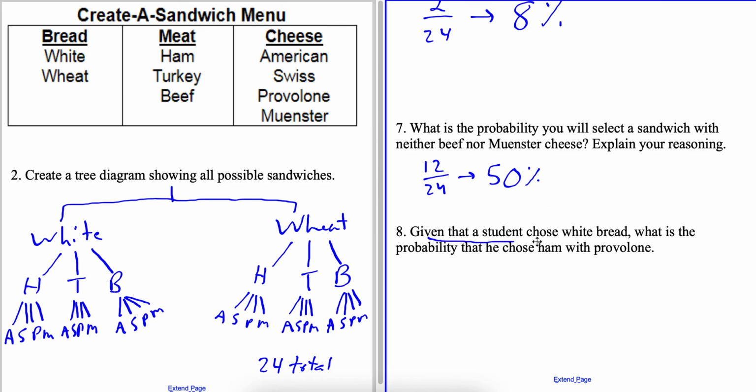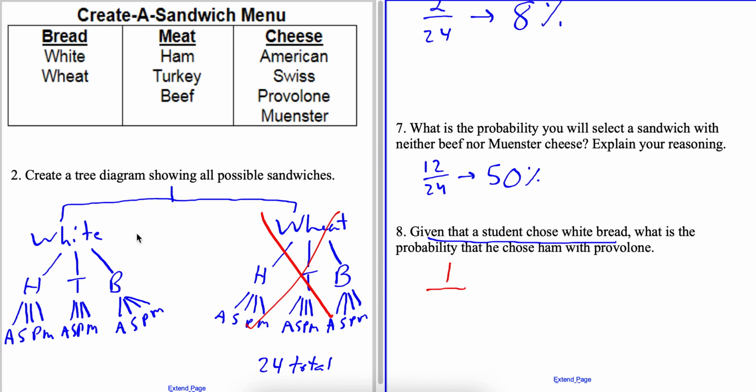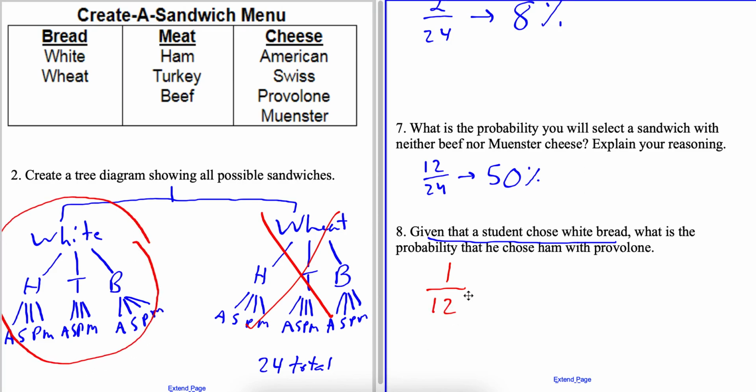Given that a student chooses white bread, we are focusing solely on white bread. Goodbye wheat. White bread, what's the probability that they choose ham with provolone? Ham with provolone would just be one sandwich. 1 out of the total white bread sandwiches, which would be 12. So we get 1/12. That looks familiar, doesn't it? That percent was that 8%.